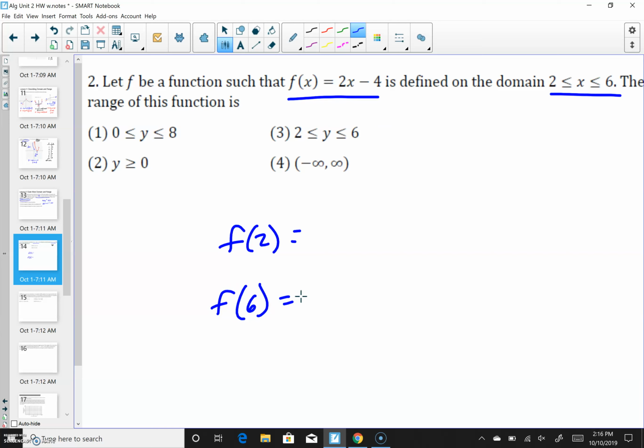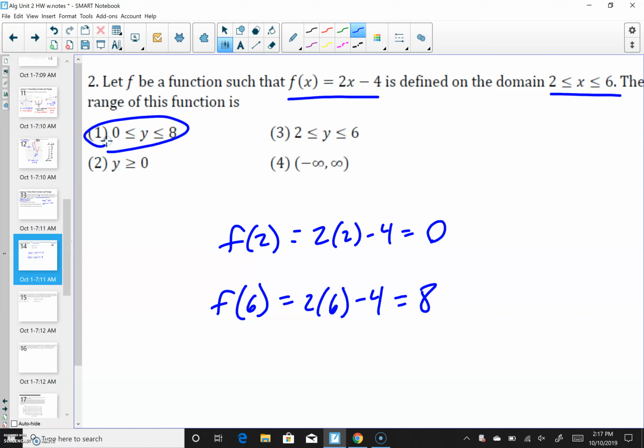Now we can do this because f of x equals 2x minus 4 is a line. Some of our quadratics and parabolas and square roots might go in a slightly different way, but for our lines, we know that we can just plug in the smallest and the biggest, and we will end up with our answers. So when we plug in a 2, 2 times 2 is 4, minus 4 is 0, and for f of 6, 2 times 6 is 12, minus 4 is 8. So our range is going to be 0 less than or equal to y, less than or equal to 8.